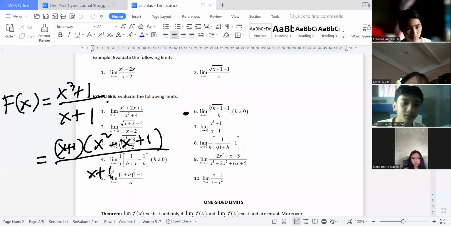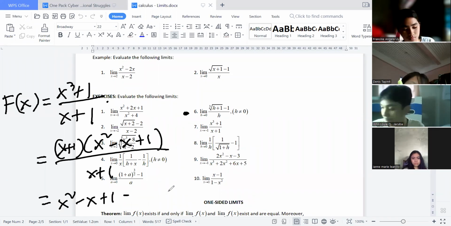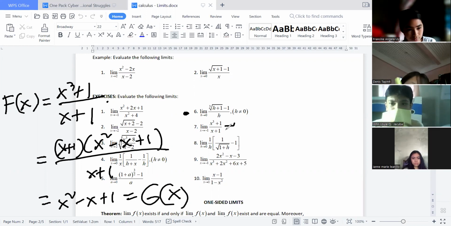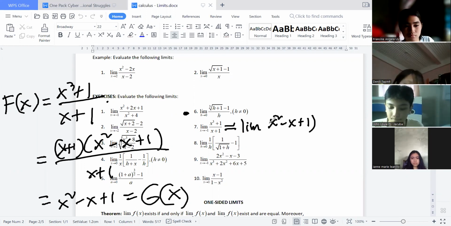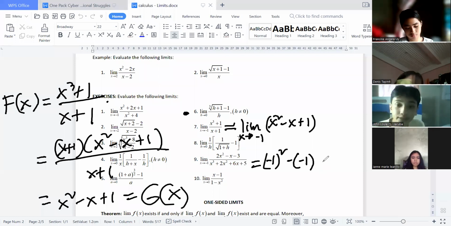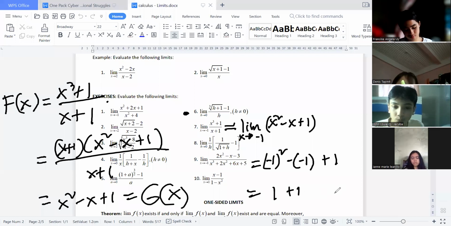So the x plus 1 cancels, and it will be equal to x squared minus x plus 1. And that will be your capital letter G of x. So it means f of x can be substituted by x squared minus x plus 1. So it will be now limit of x squared minus x plus 1 as x approaches negative 1. And if we evaluate this, it will be negative 1 squared, minus the negative 1, plus 1. It will be positive 1 plus 1 plus 1, and that is just equal to 3. Therefore, the answer for number 7 is just 3.